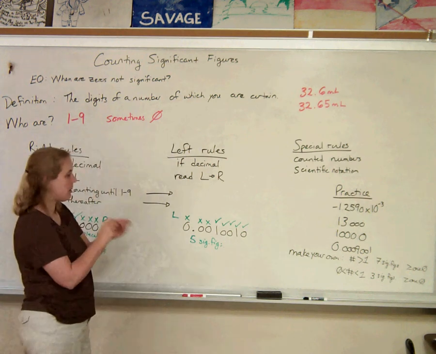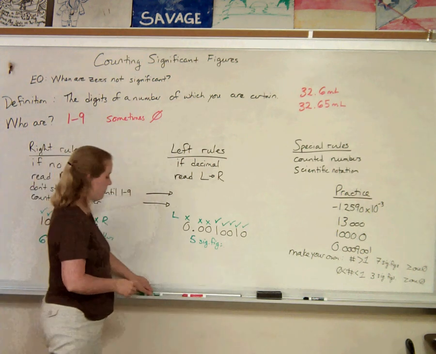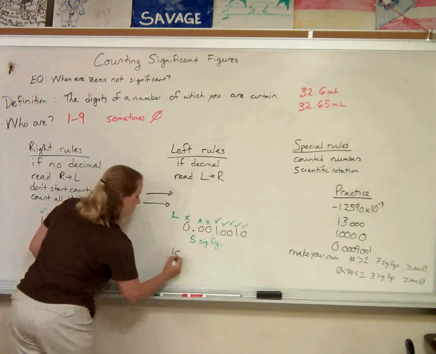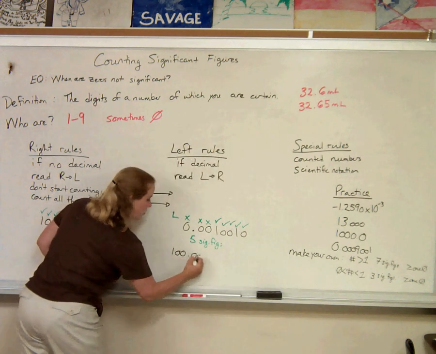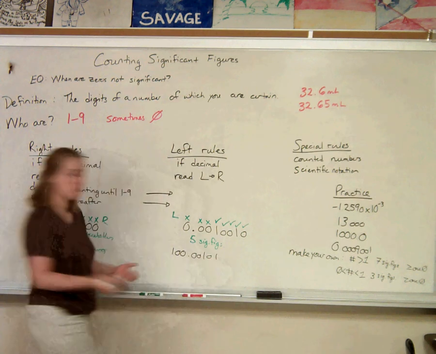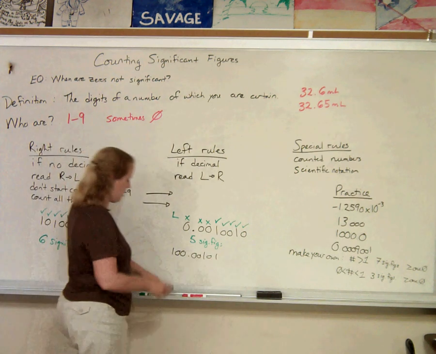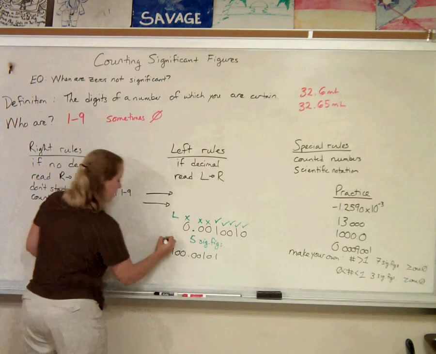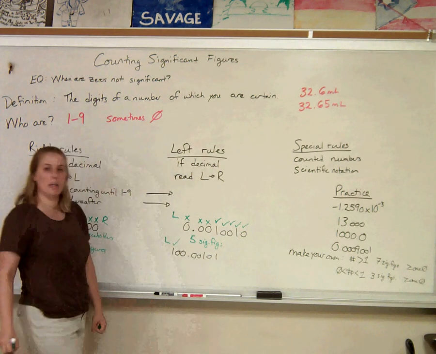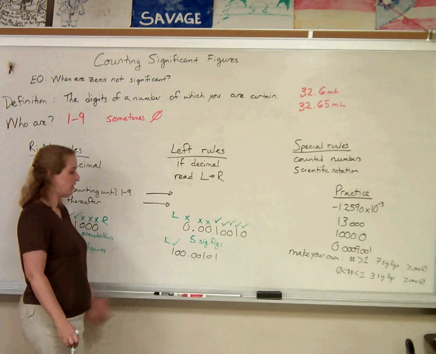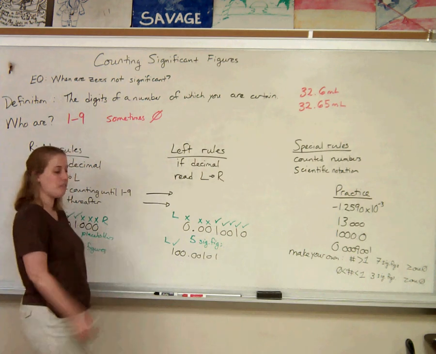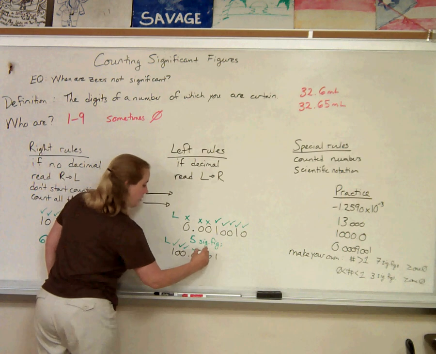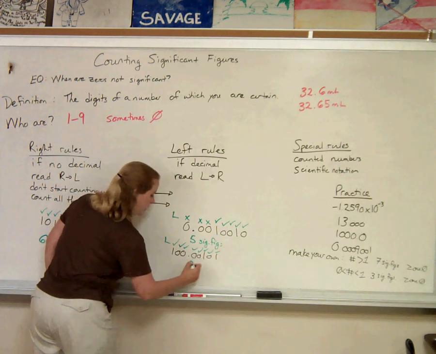As I said, just because the number has a decimal does not mean it has to be a number less than 1. We could have a number like this, 100.00101. For example, again, we're going to read from the left going to the right. The very first number we get to is a 1, therefore it's significant. Since the first number is significant, all of them are significant. 4, 5, 6, 7, 8. This number has 8 sig figs.